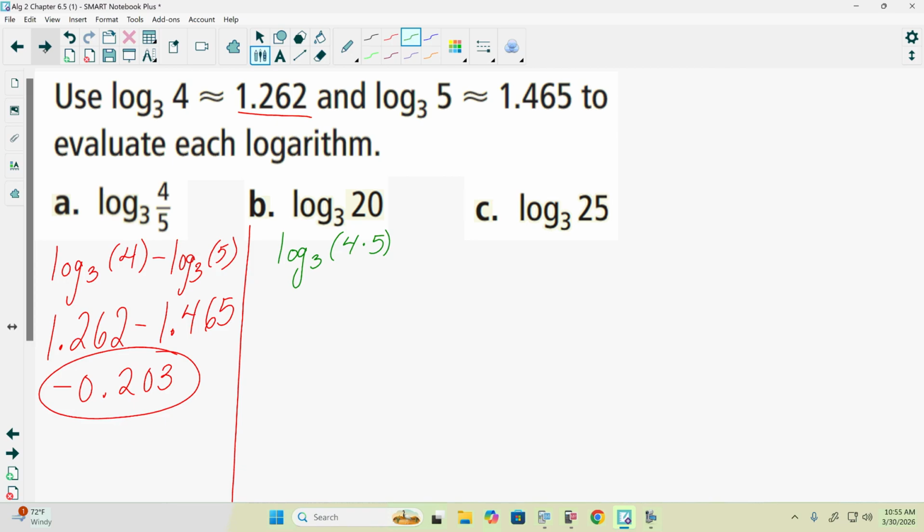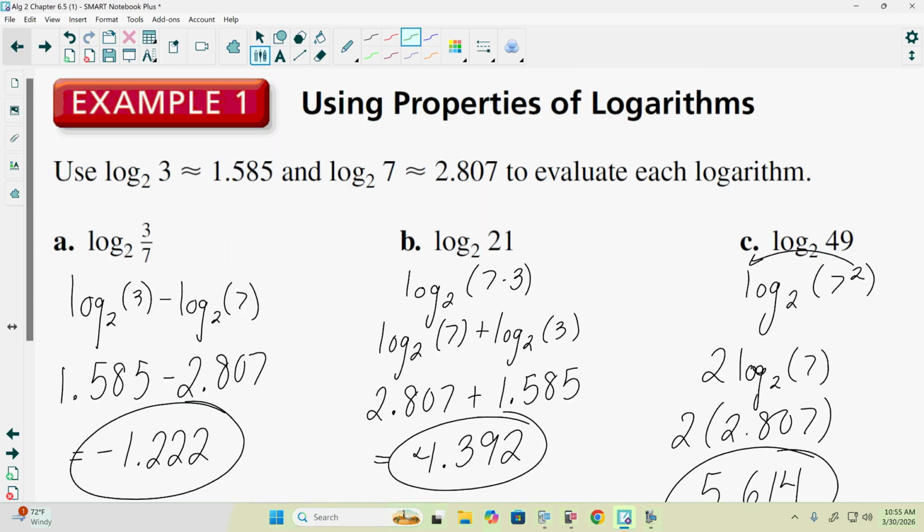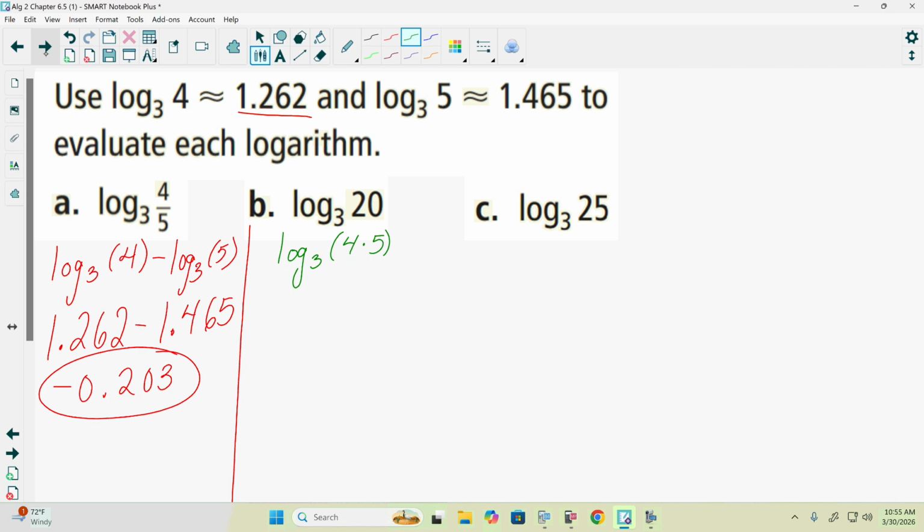That's why here, log base 3 of 4, 1.262, is smaller than log base 2 of 4, which would be 2. Because it seems like log base 2 of 3 is 1.5, and log base 3 of 4 is 1.26. The numbers went down, it got smaller. That's really how it looks. Does that make sense? Okay.